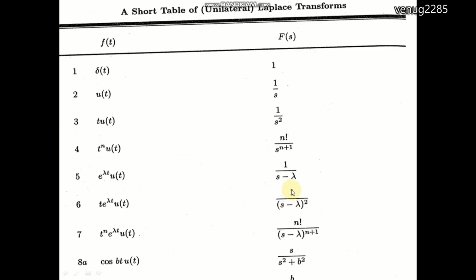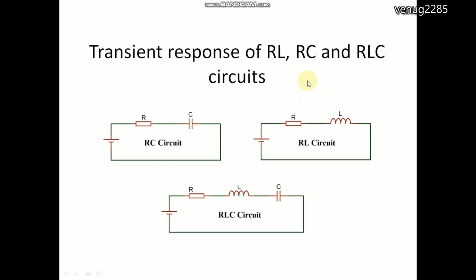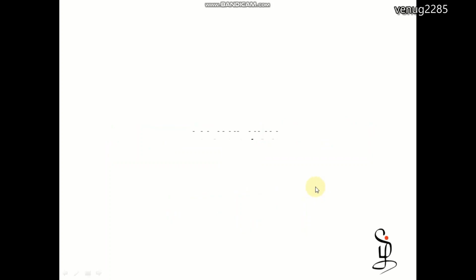And this is the table showing how to convert the normal time domain into F(s), the Laplace domain. In later videos, we are going to discuss the transient response of RL and RLC circuits. Here is a single energy storing element, which is a first order system. Here the RLC, which has two energy storage elements, is a second order system. Thank you for watching the video.